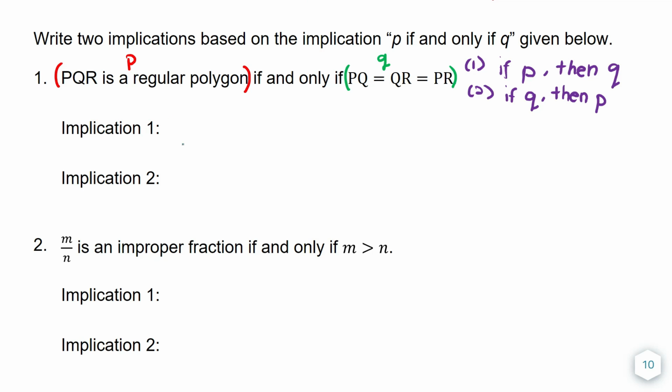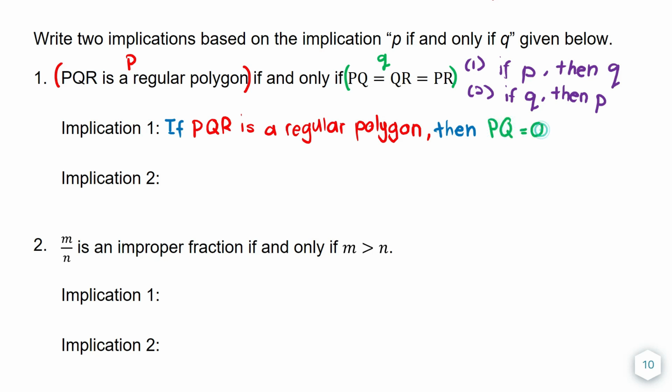For implication 1, in this form: if P then Q. If PQR is a regular polygon, then PQ equals QR equals PR. Okay, this is implication 1. Implication 2 is in this form, which is if Q then P.